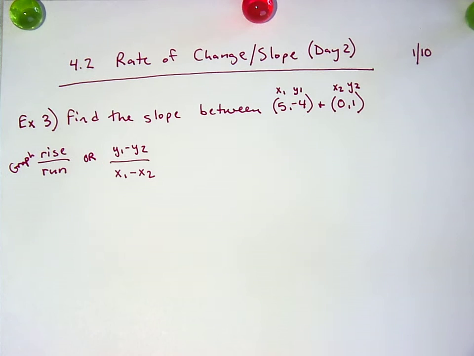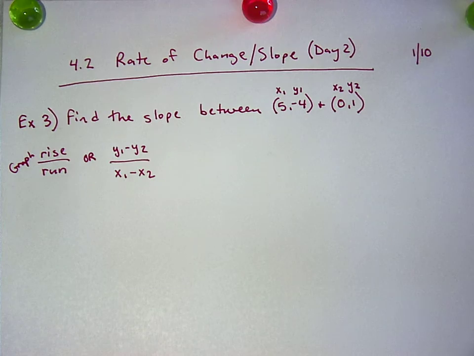I'll just rewrite it. The rise is how far it's up or down, and run is how far it's left or right. Or you can do that equation where it's y1 minus y2 over x1 minus x2 if you just mark those down. If you did this correctly, you should get a slope of -1.